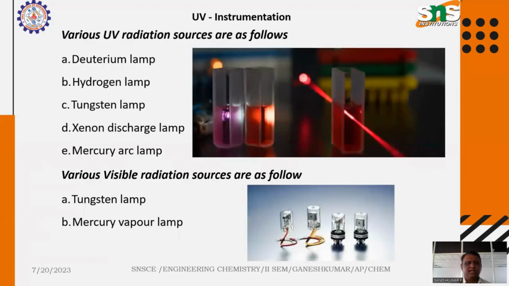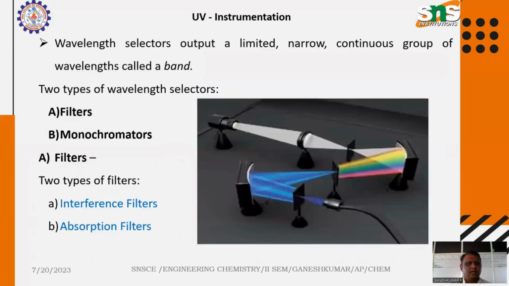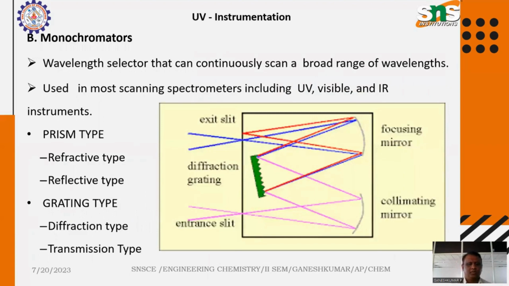There are different types of sources for ultraviolet and visible: deuterium lamp, hydrogen lamp, tungsten, xenon, mercury, etc. And for the monochromator filter, there are two types of filters. One is the interference filter, and another one is the absorption filter. In the monochromator, the entrance slit passes the beam, it falls over the grating and is dispersed into different wavelengths, and a desired wavelength can be taken out by using a focusing curve.